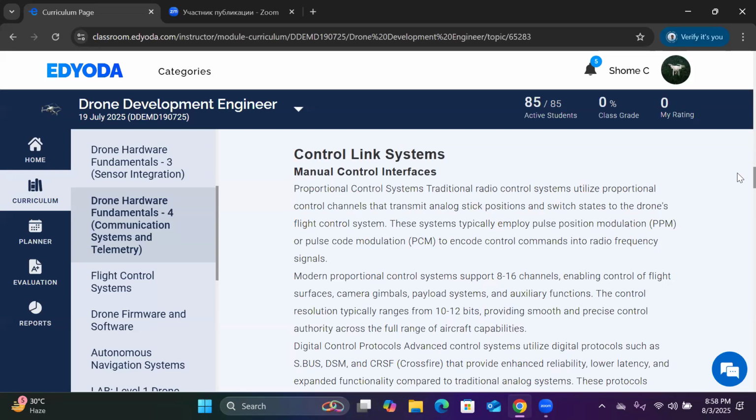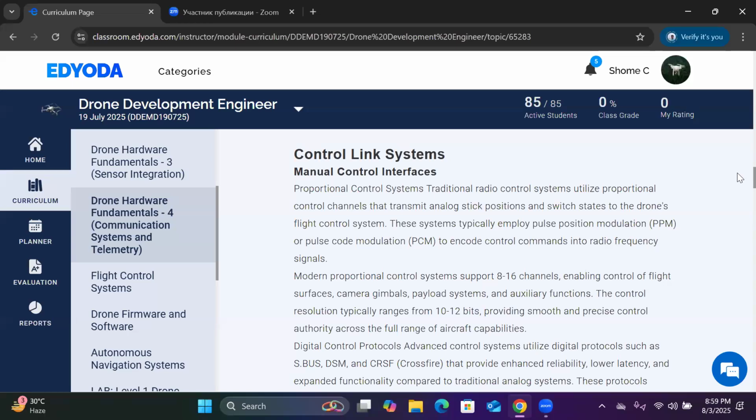And in pulse code modulation, we basically tune with the overall span of the pulse. So there the rise time, the fall time, or the overall duty cycle of the entire pulse is taken care of. Either we can compress the pulse or we can expand the pulse. So in that way, in pulse code modulation, we step forward with the scheme. So we can use either pulse position or pulse code. These are basically used to encode the control commands into the radio frequency signals.